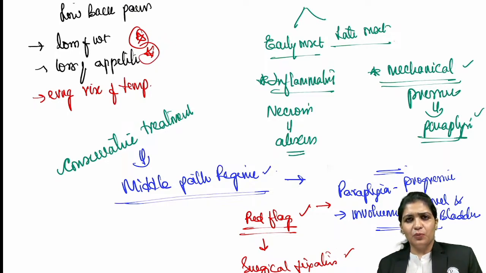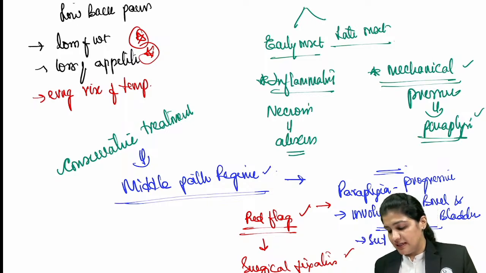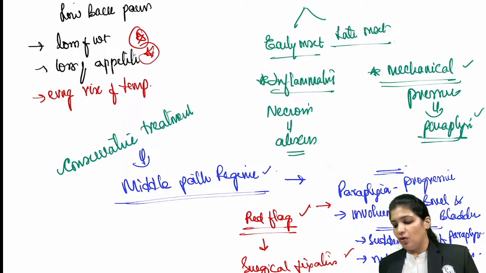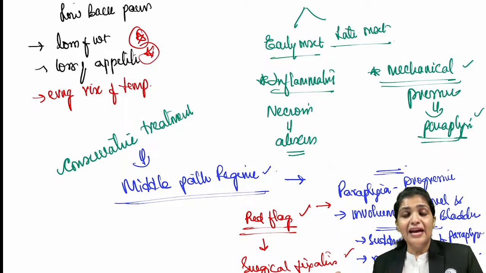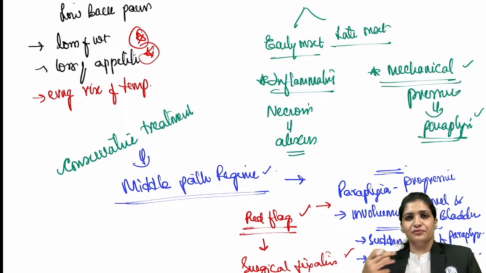So the first important one is the progression of your paraplegia, or if there is involvement of your bowel and bladder, if there is a sudden onset of paraplegia, and if the patient is not recovering with the middle path regime, then all these conditions will take you to the surgical fixation. So there you can do costotransversectomy, where you remove a part of the vertebrae, part of the transverse process, so that you drain the abscess which is present here, the abscess which is causing the pressure over the nerves, so that is resulting in paraplegia.